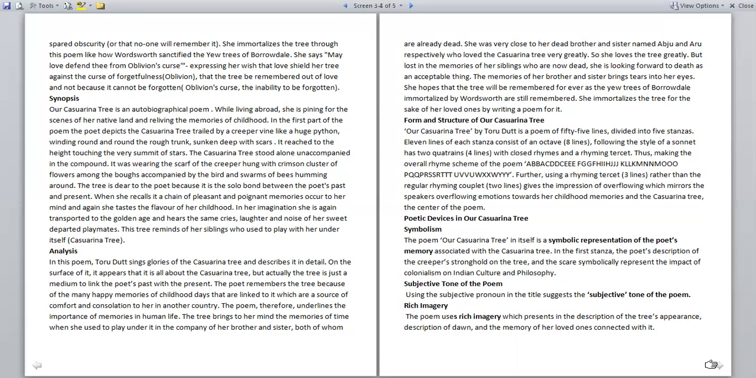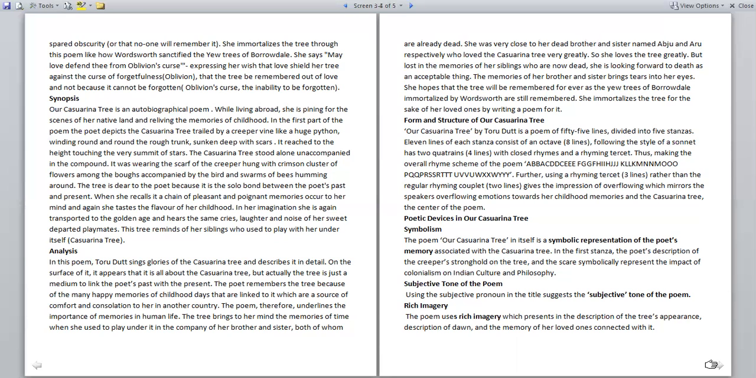Now, the analysis. In this poem, Toru sings the glories of the Casuarina tree and describes it in detail. On the surface, it appears that it is all about the Casuarina tree, but actually the tree is just a medium to link the poet's past with the present. The poet remembers the tree because of the many happy memories of childhood days that are linked to it, which are a source of comfort and consolation to her in another country. The poem therefore underlines the importance of memories in human life.